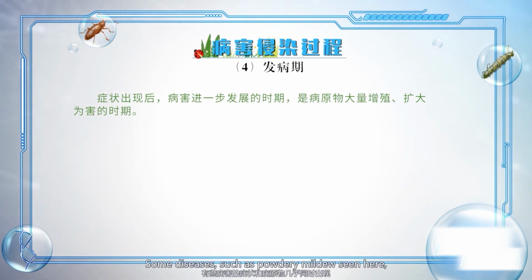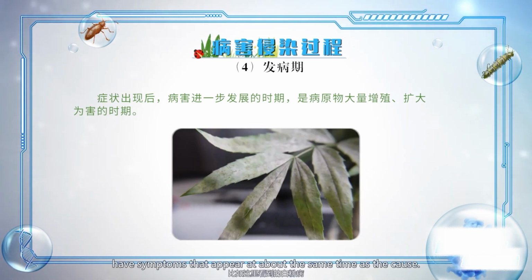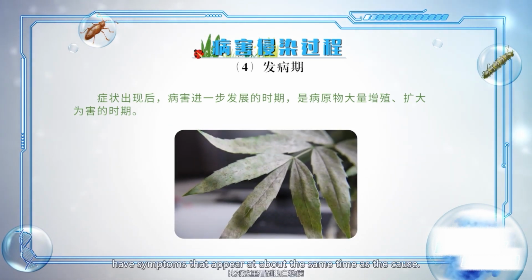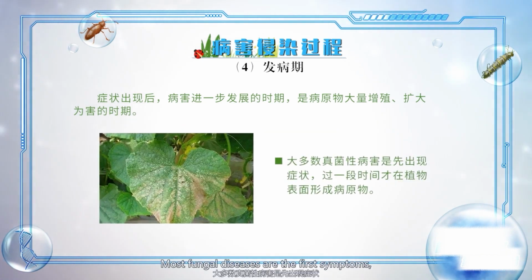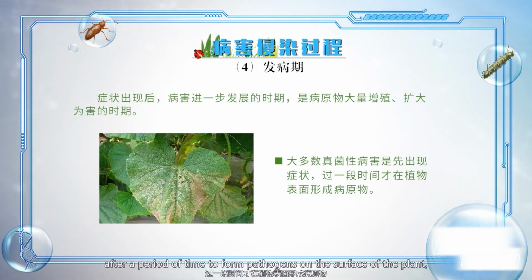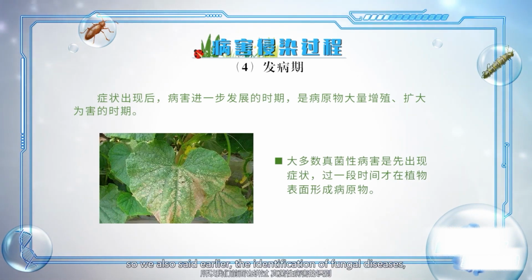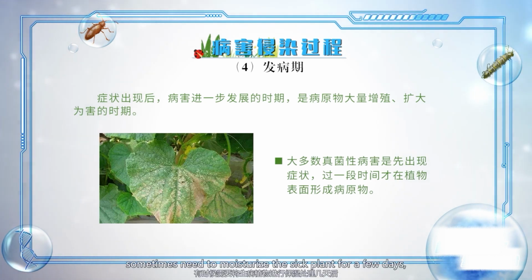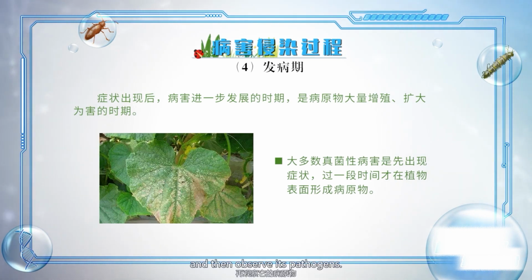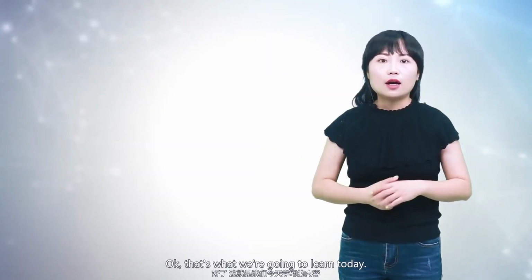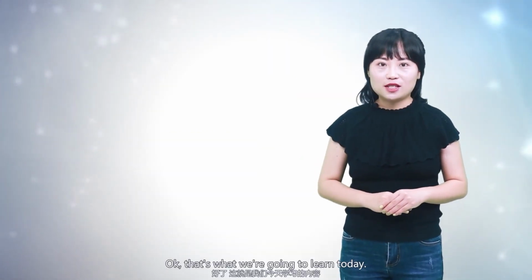Some diseases, such as powdery mildew seen here, have symptoms that appear at about the same time as the pathogen. Most fungal diseases show symptoms first, and after a period of time form pathogens on the surface of the plant. So as we also said earlier, the identification of fungal diseases sometimes needs moisturizing the sick plant for a few days and then observing its pathogens. Okay, that's what we're going to learn today.